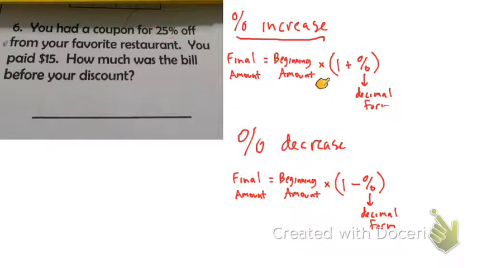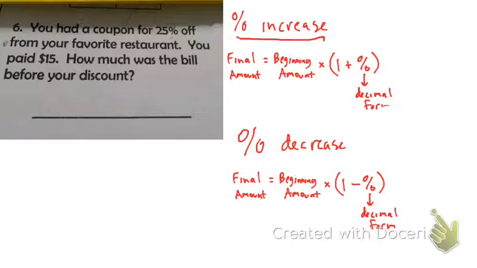The only difference between these two formulas is the sign here. Instead of 1 plus the percentage, which is an increase, we're going to have a decrease, so we're going to subtract our percentage. All right, and our percentage here is 25%. So in this problem, we're going to use this formula, and this is how it should work.